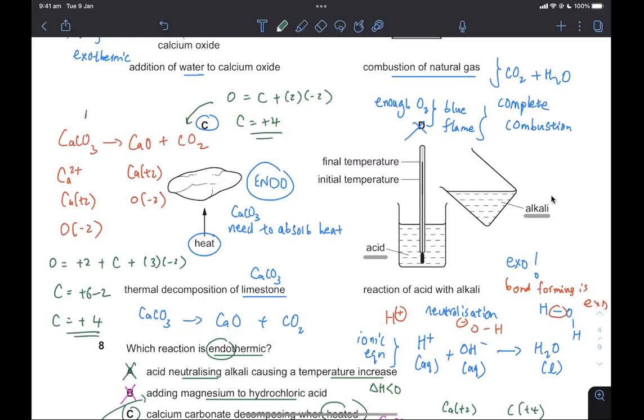This is not a redox reaction. This is simply a thermal decomposition because you need to heat this one up for this to happen. Without heating it up, it just remains calcium carbonate. Thermal decomposition is an endothermic process. Okay, next question.